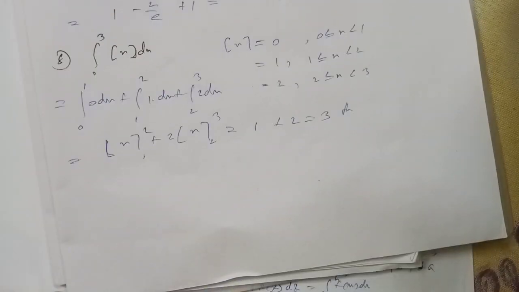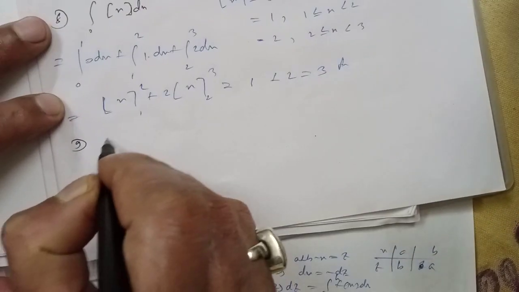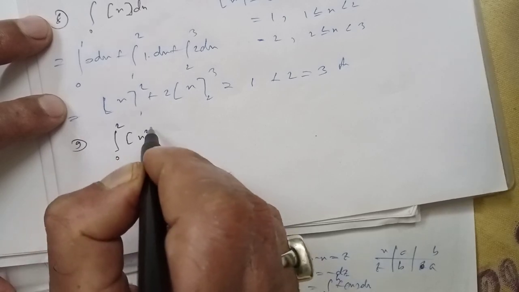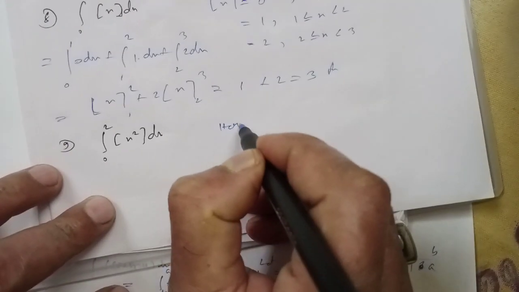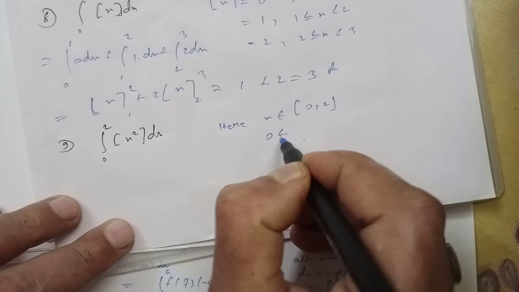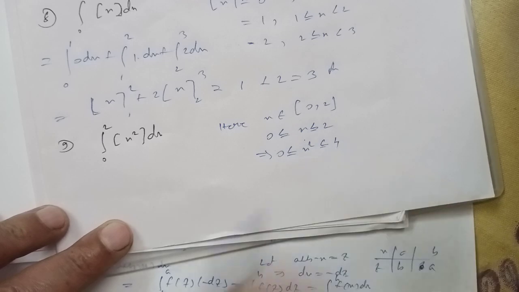Next, let us do one more problem on box function. Number 9. Integration 0 to 2 of box of x squared dx. Now this is not box x, this is box of x square. So you have to study x square also. Look here, x belongs to the closed interval 0 to 2, that is x is greater than or equal to 0 and less than or equal to 2, so x square is greater than or equal to 0 and less than or equal to 4.